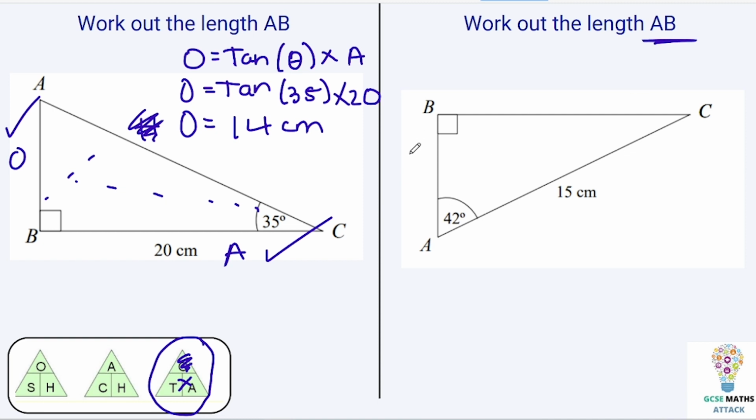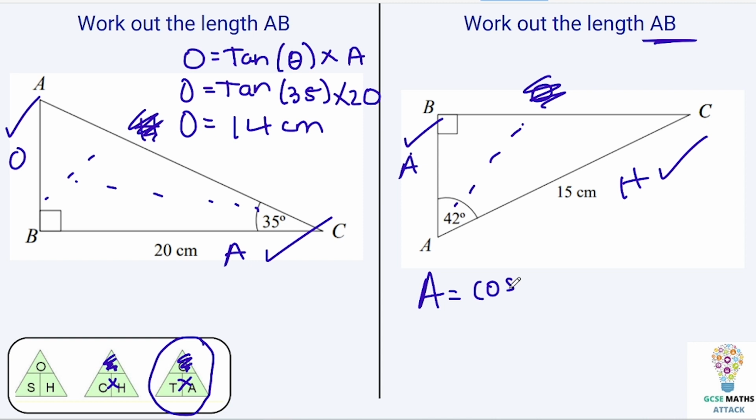Okay, next, work out the length of AB. So I'm asked to work out this length over here. So I need to first label this. This is O, this is A, and this is H. I've been given the value of H. I've been asked to work out adjacent. I don't need opposite, okay? So which formula am I going to use? I'm going to be using this formula over here. Now, I don't need adjacent, but in order for me to work out adjacent, it's going to be cos times H, okay? So that means adjacent is equal to cos 42 times 15. And if you place that in your calculator, you should get the answer of 11.15 centimeters.